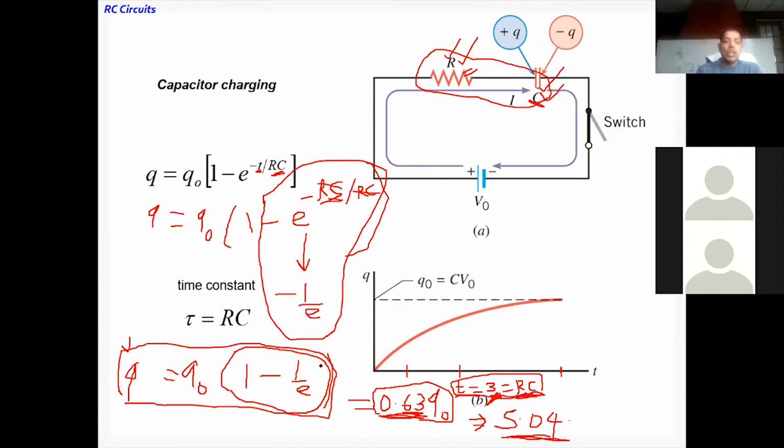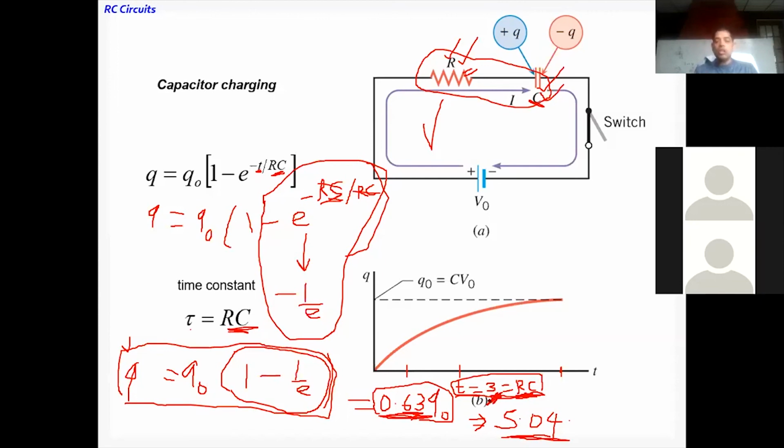So RC is the time in which your device will be charged by 63%. That time is called the time constant of the circuit. This circuit has a time constant, and that time constant is equal to R times C. In our case, the time constant happens to be 3 seconds.